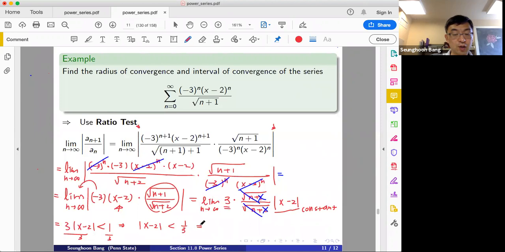So you just eliminate the absolute value sign. x minus 2 is between negative 1/3 and positive 1/3. That's one step. Next, you add 2 to each side.